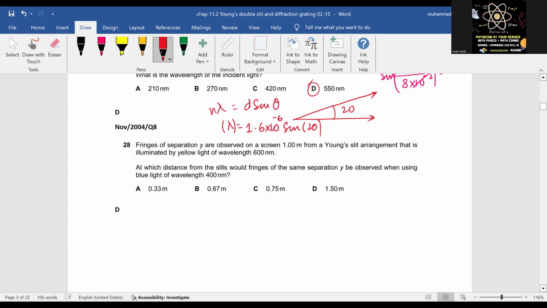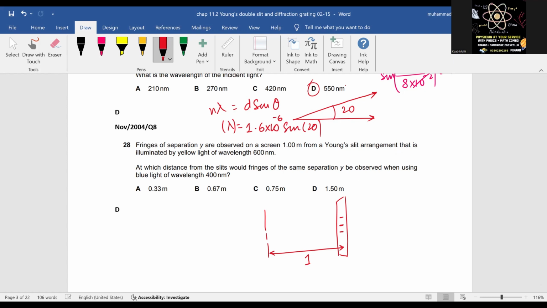Irfan, your turn. Fringes of separation Y are observed on a screen 1 meter from a Young's double slit arrangement that is illuminated by a yellow light of wavelength 600 nanometer. At which distance from the slits would fringes of the same separation Y be observed when using blue light of wavelength 400 nanometer?